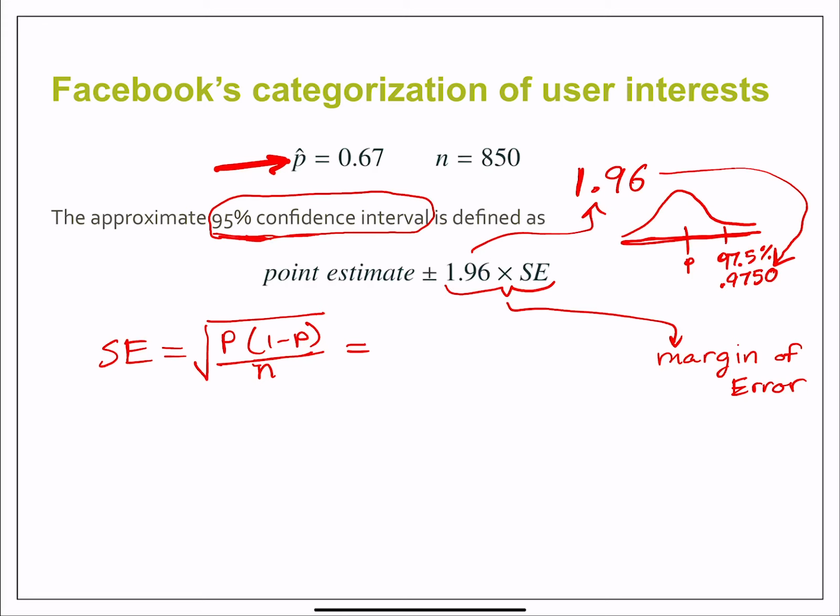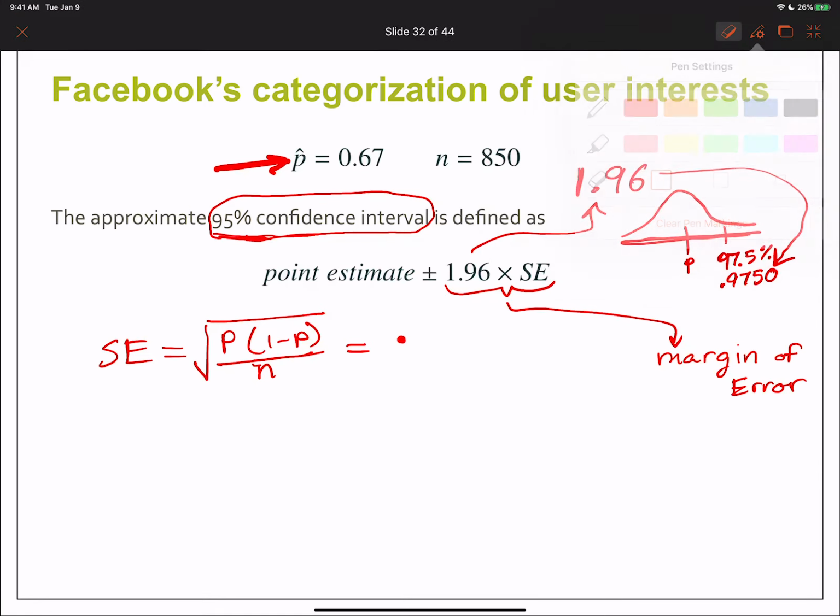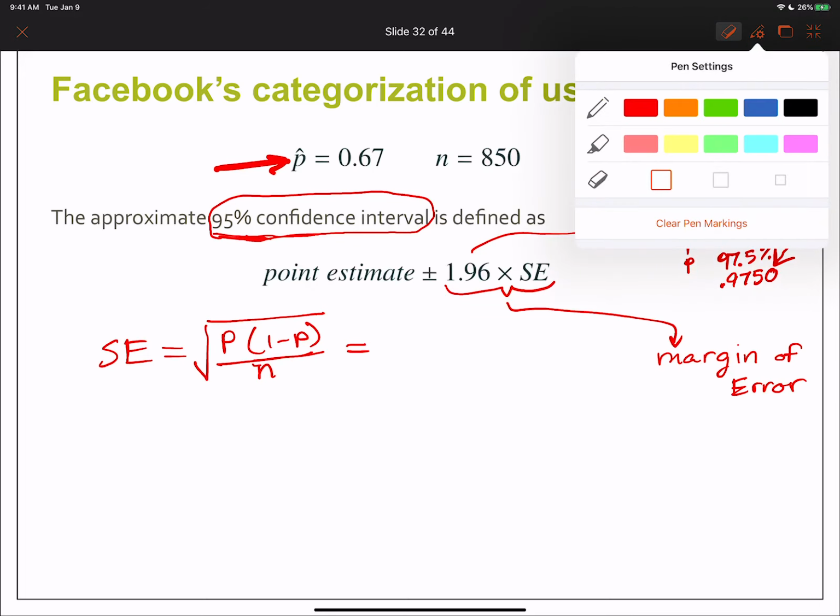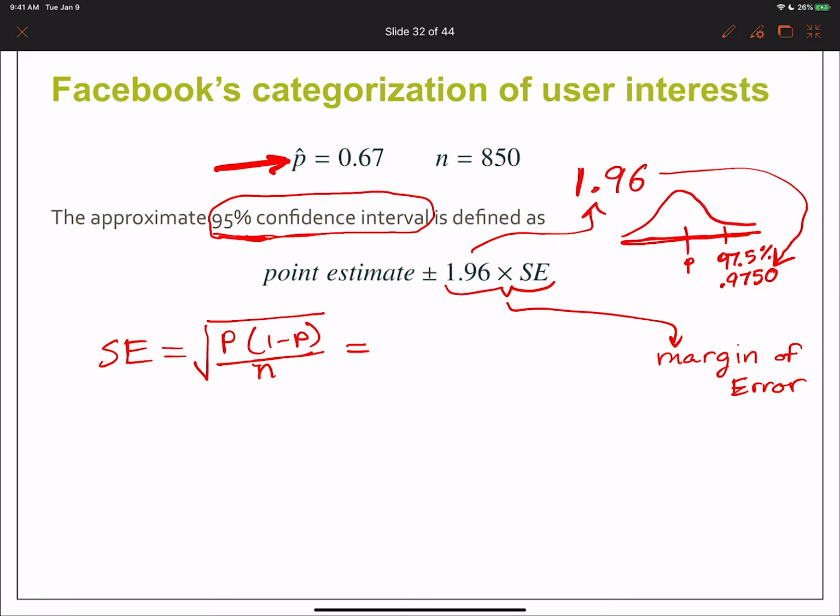So we're going to use that 0.67. What is the P hat again? That's the estimate, right? One is a sample statistic, and one is a population parameter. So one is a statistic, one's a parameter. The one with the hat on it is a statistic. The one without the hat is a parameter. We're using P hat to estimate P.